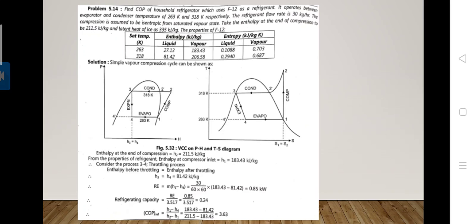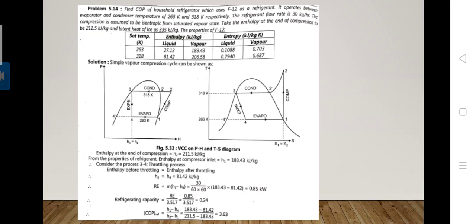In condensation, when high pressure, high temperature refrigerant vapor enters the condenser, the cooling medium absorbs the heat and converts the vapor into liquid. In expansion, after condensation, liquid refrigerant is stored in a liquid reservoir and the liquid from the reservoir is passed to the evaporator through the expansion valve. The expansion valve reduces the pressure by keeping enthalpy constant, and the process taking place is a throttling process.